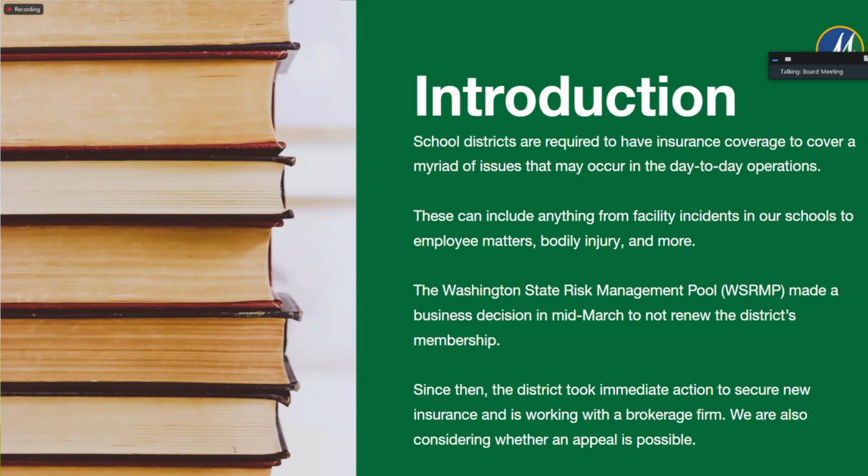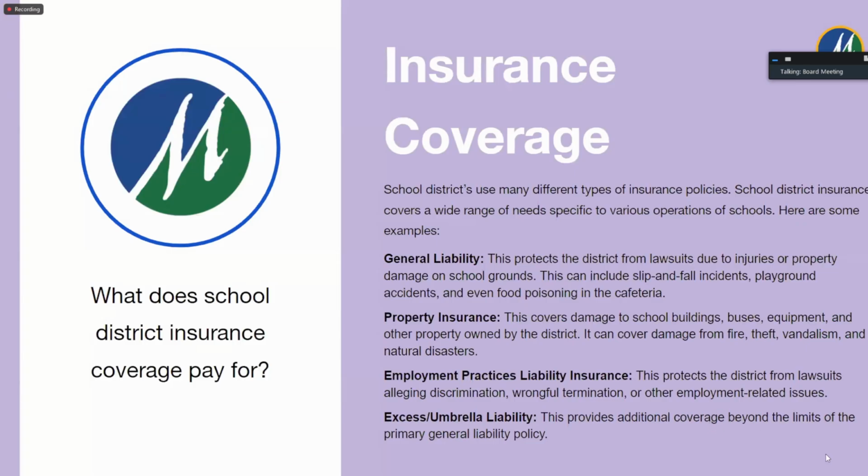So in mid-March, the Washington State Risk Management Pool made a business decision to not renew the district's membership. And since then, we took immediate action to identify another carrier. We're also working with a brokerage firm, which is typically how it's done. And we're also considering the possibility of an appeal of the risk management pool's decision. Let's go to the next slide.